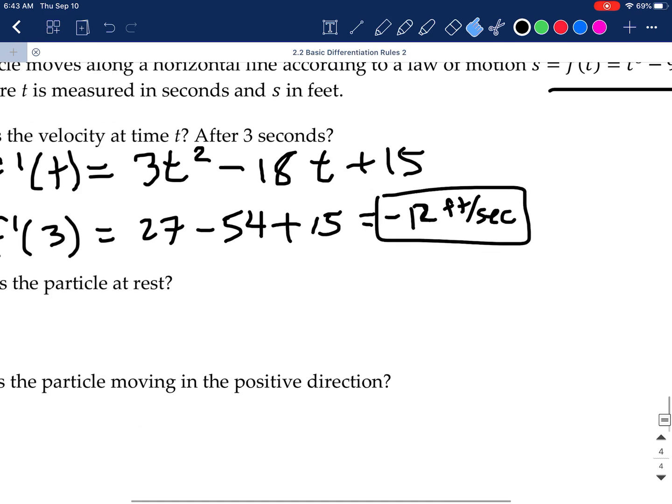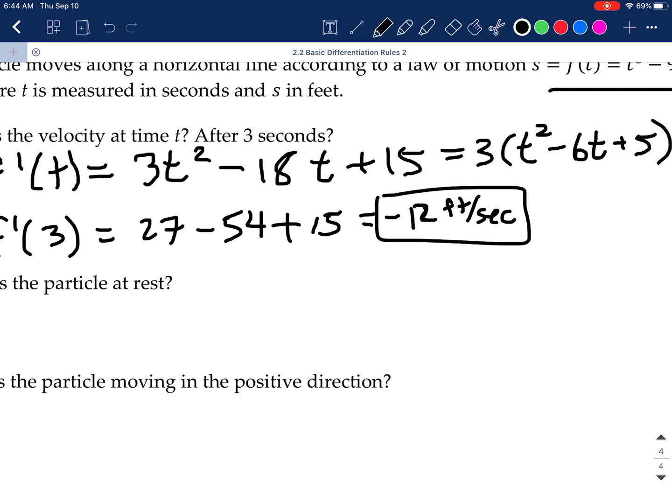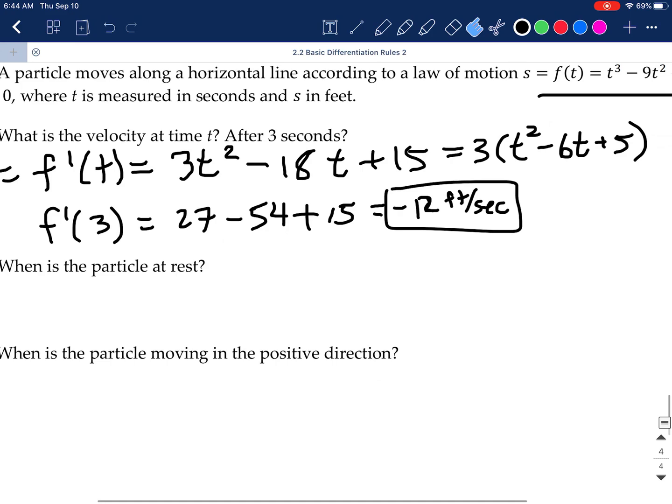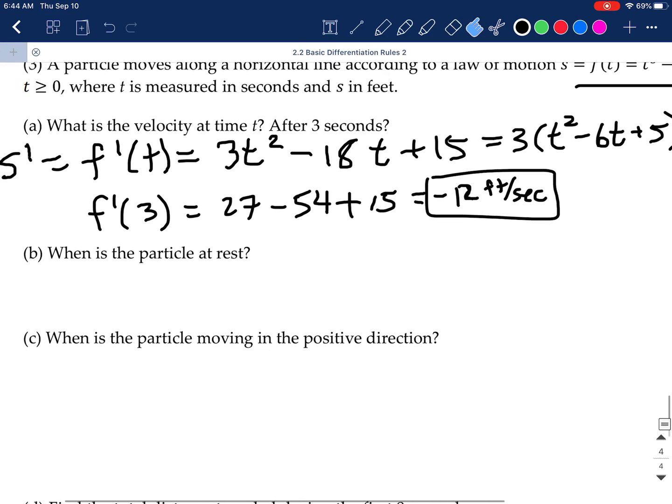Now the other thing I'm going to do though is take my velocity and factor it a bit. We can take out the greatest common factor, which is going to be 3 between those terms. And I'm going to get t squared minus 6t plus 5, which is going to be very useful for the next step. So it says, when is the particle at rest?